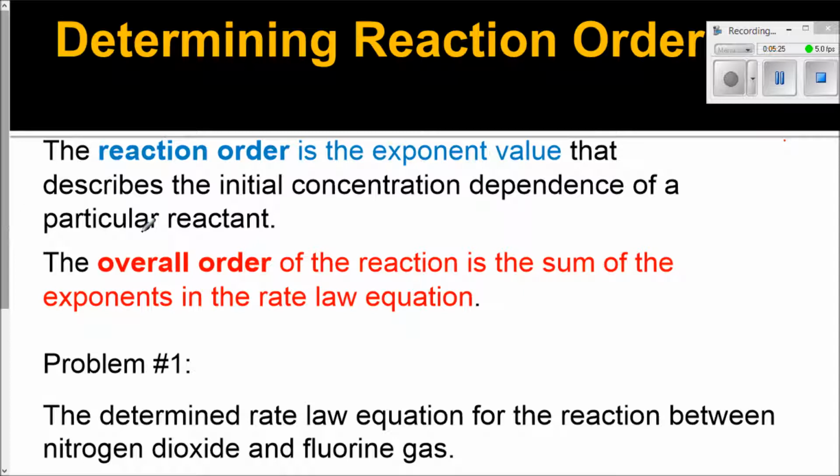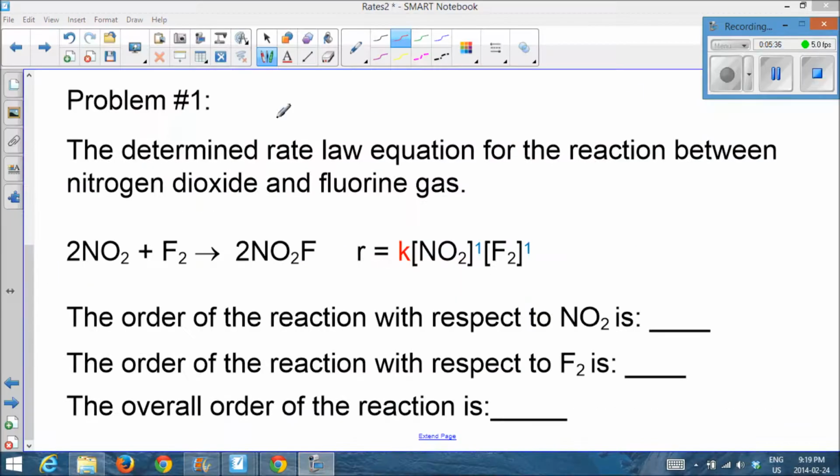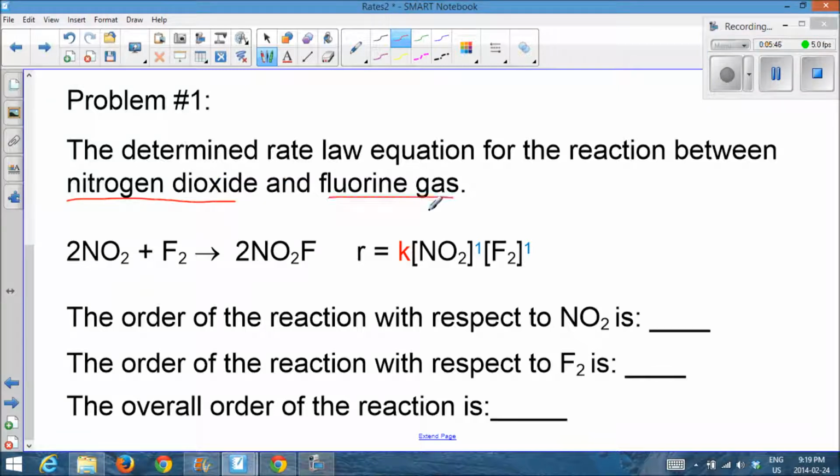So the overall order is pretty much we add up the exponents, and that gives us something called the overall order. So let's look at a specific example here. So here we have problem number 1. And it says determine the rate law for the reaction between nitrogen dioxide and fluorine gas. So these are two reactants, and so therefore they are going to end up going in here. And you can see the exponent for NO2 is 1, and you can see the exponent for F2 is 1.